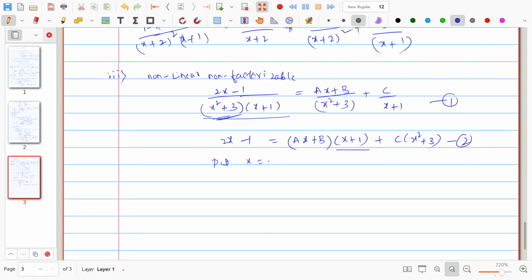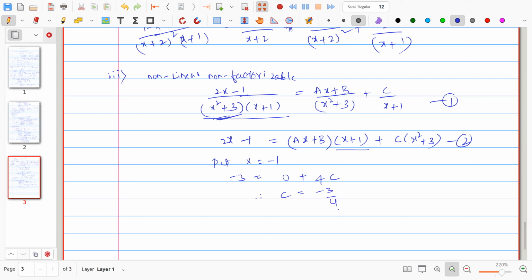Put x is equal to minus 1 in equation 2. 2 into minus 1 minus 2, minus 2 minus 3, equals minus 3 on the left, and on the right the term ax plus b into x plus 1 is 0. And c into minus 1 whole square is plus, so 4c will come, and we will have c is equal to minus 3 by 4.